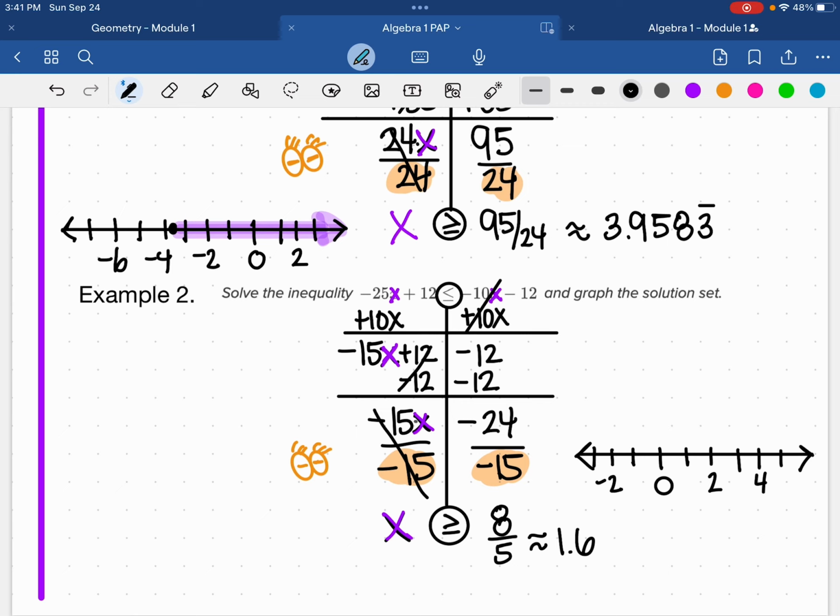So I'm going to go ahead and put my circle right after 1, a little bit between 1 and 2. It is going to be a closed circle because there is an or equal to sign. And I'm going to go ahead and shade greater than, so I'm going to shade to the right. And I'm going to use my highlighter to shade.